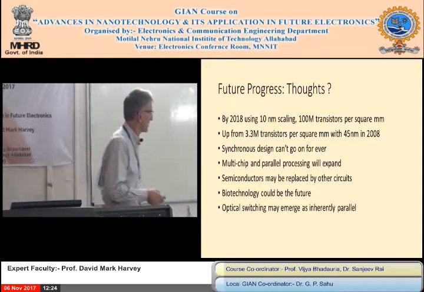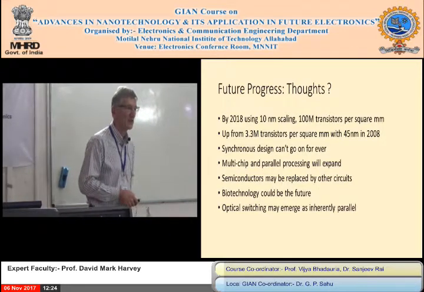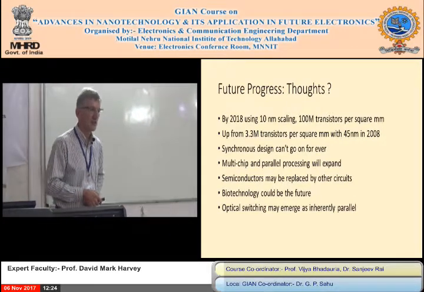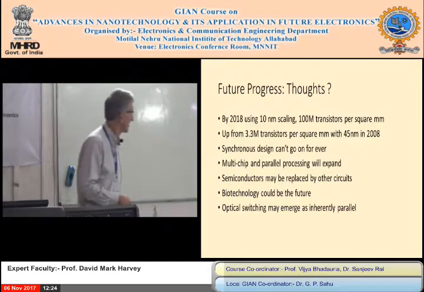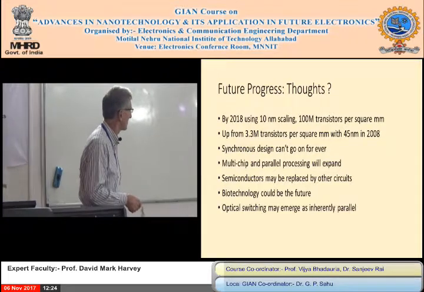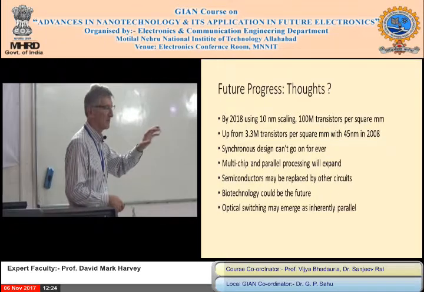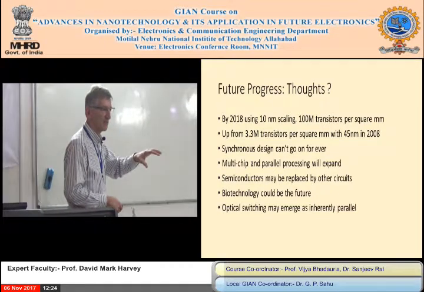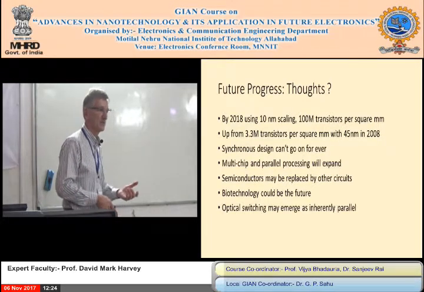So one of my final messages from this part is that synchronous design can't go on forever with these scalings. You can't get the clock around that many transistors on the chip. So I think the only way we go, and I've done some work on this in the past, is multi-chip modules, multiple chips on the CPU. 4, 6, 8 will be common in the next generations. But parallel processing is going to come in more and more.